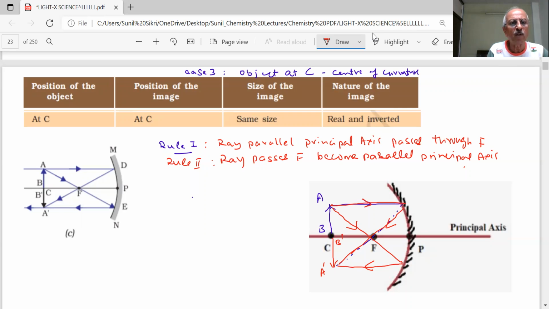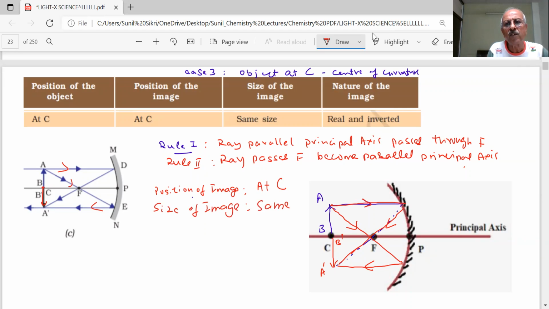And here we have shown it to scale. In this diagram, AB, the ray parallel to the principal axis passes through focus. The ray which passes through focus becomes parallel to the principal axis, and this is the image which you are getting. So what is the position of the image, student? Sir, at the center of curvature. At C. What is the size of the image? Same size. Very good.